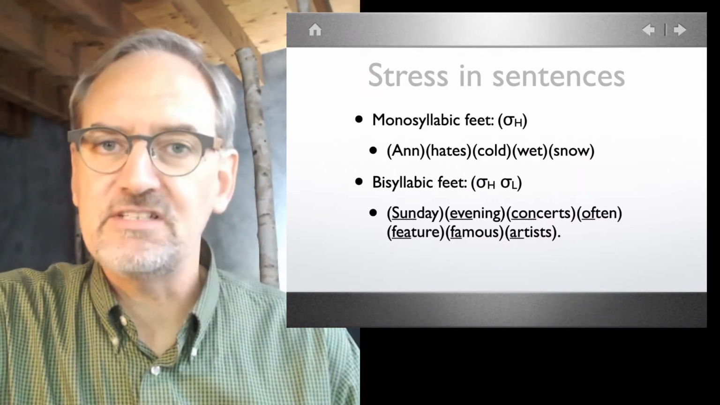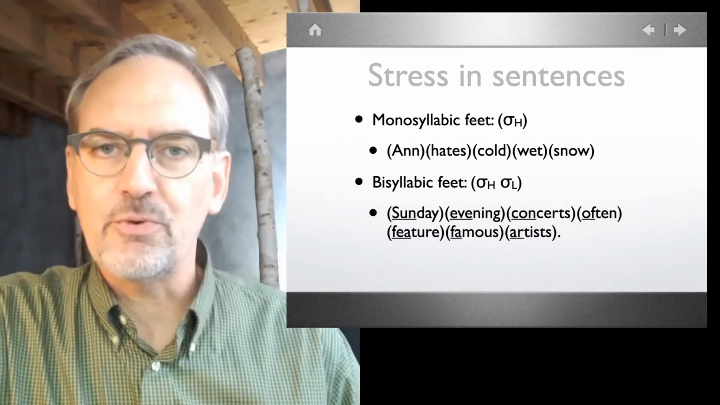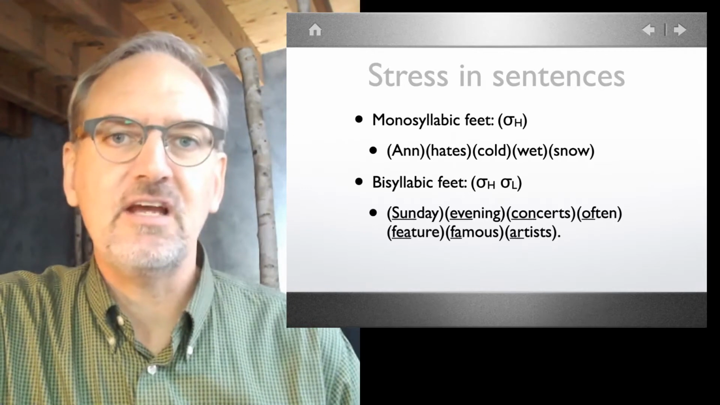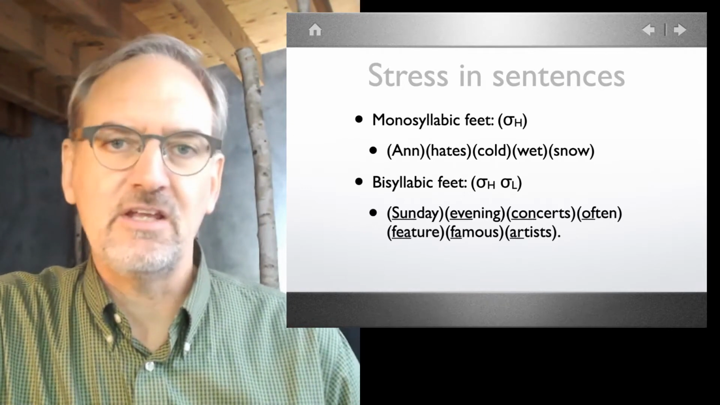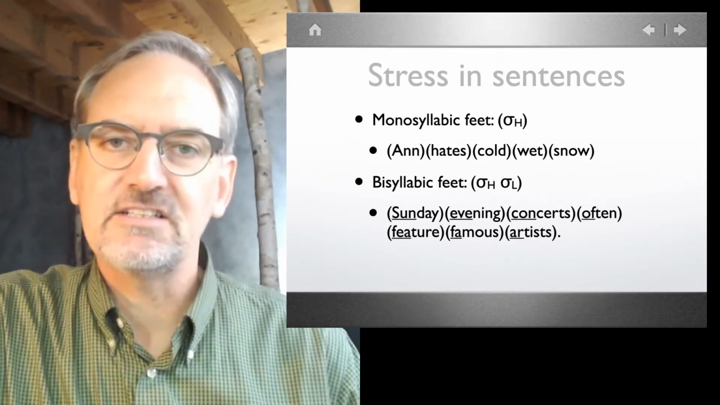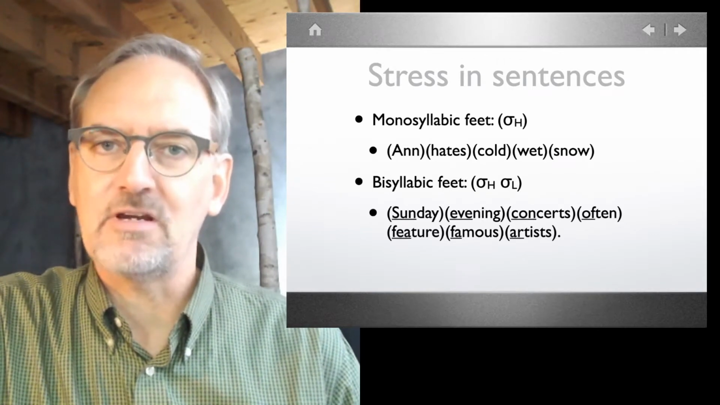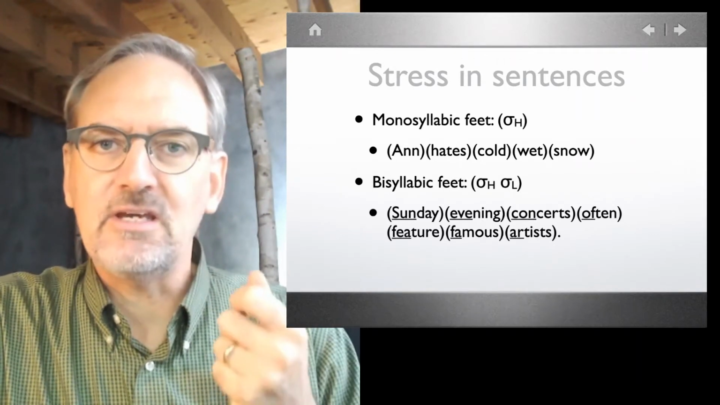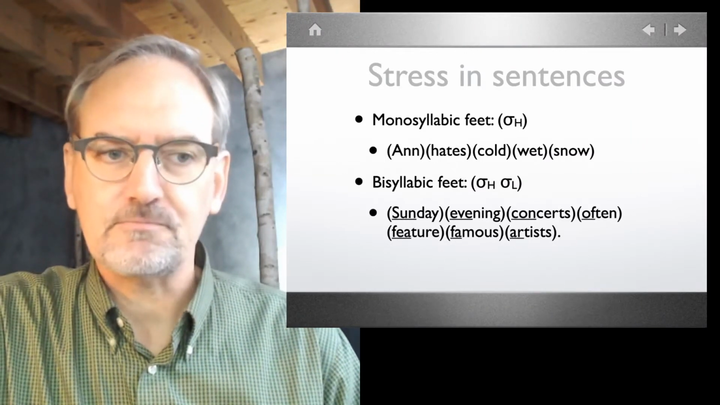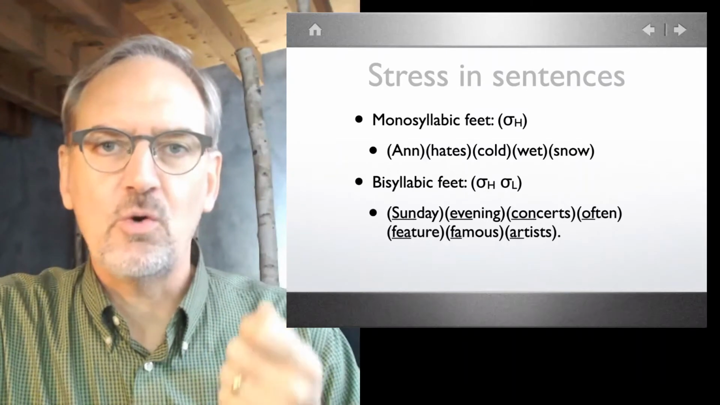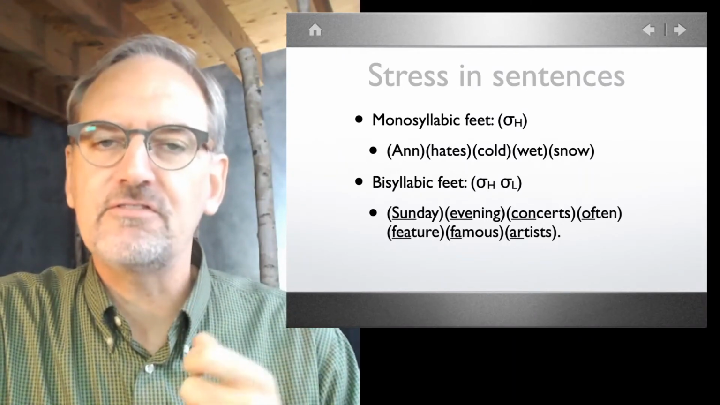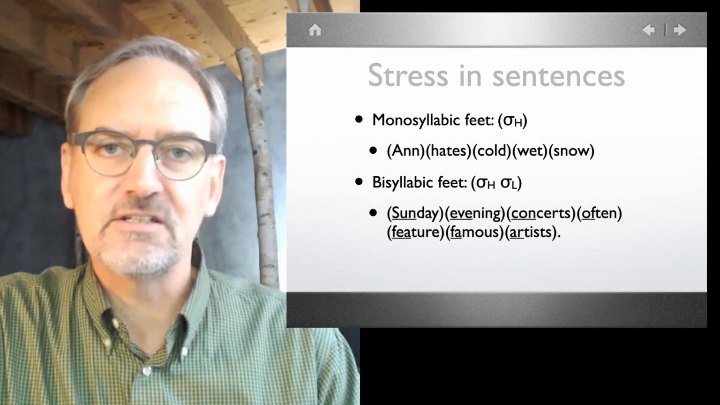And the point of these examples is to show how the rhythm of English speech is different depending on the kind of feet. In the first sentence, they're all monosyllabic feet. In the second sentence, they're all bisyllabic feet. The timing is roughly equal for each foot. Anne hates cold, wet snow. Sunday evening concerts often feature famous artists.